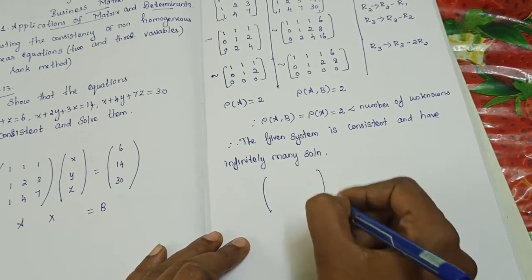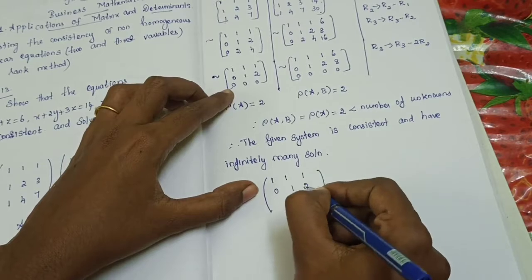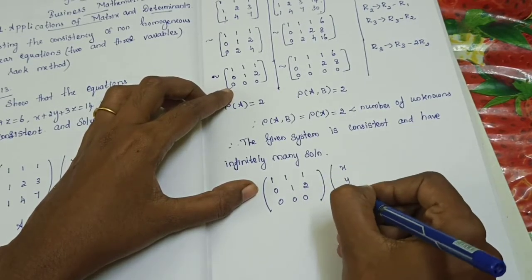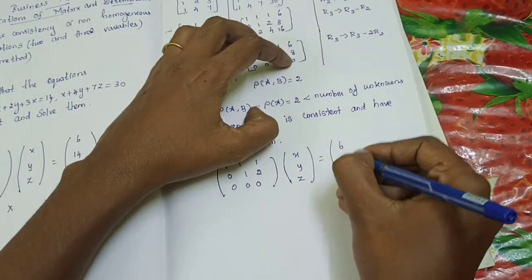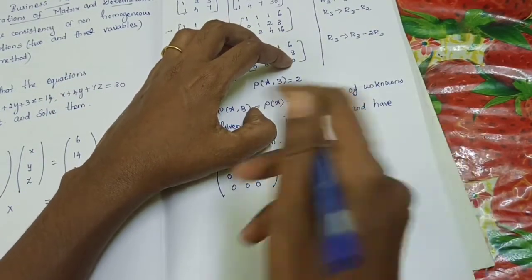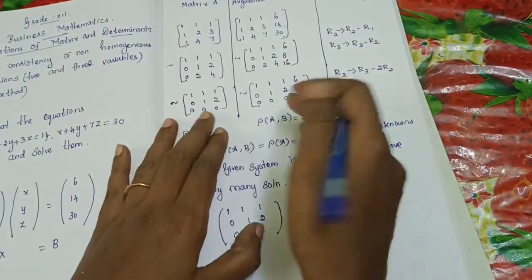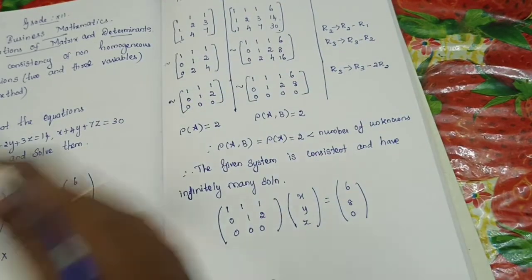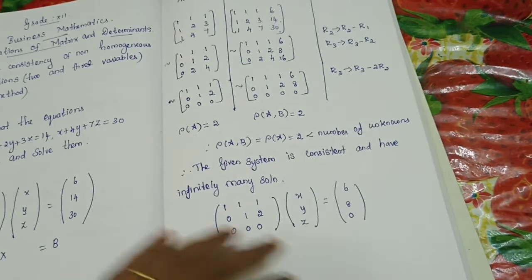So we are going to write this. What's the A matrix? 1 1 1, 0 1 2, 0 0 0. Next, what will you write? X Y Z. This is everything you already know. X Y Z. The last entry is 6 8 0. So you changed it, is it right? This one alone you need to write again in the form of AX equal to B: A, X Y Z, 6 8 0.